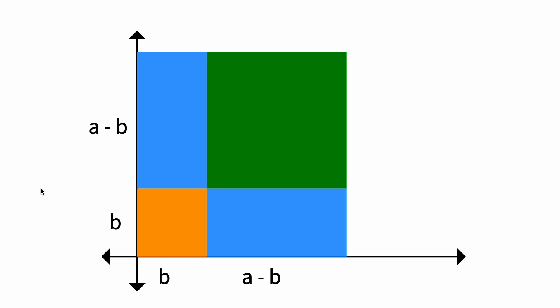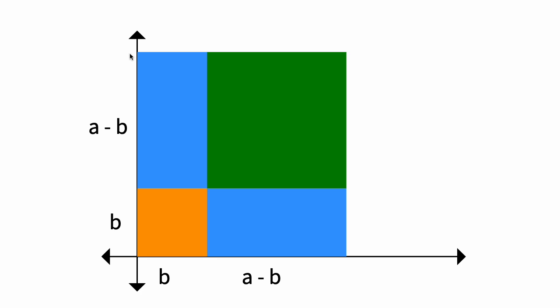Here's a visual representation of this theorem. In this graph, the side of the largest square is A. The side of the orange square is B. Thus, the longer side of the blue rectangle is A minus B.